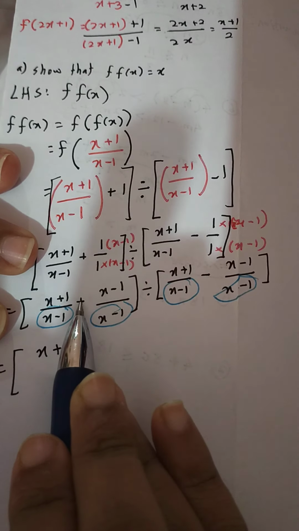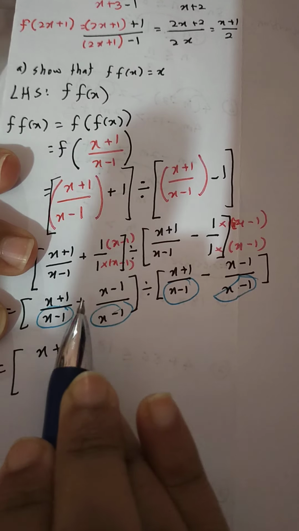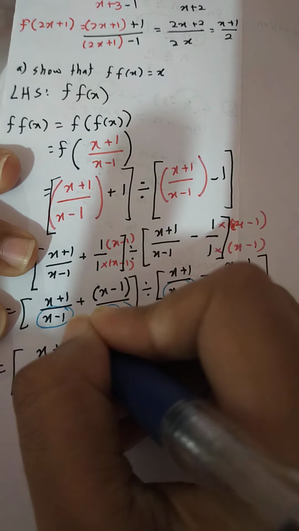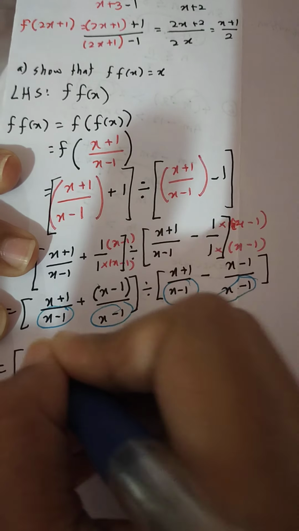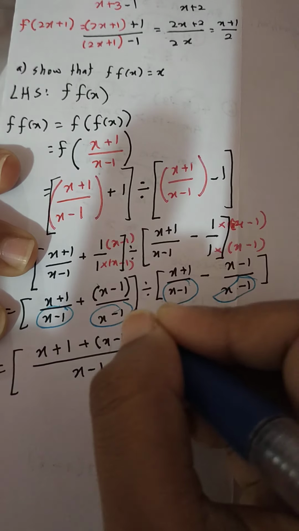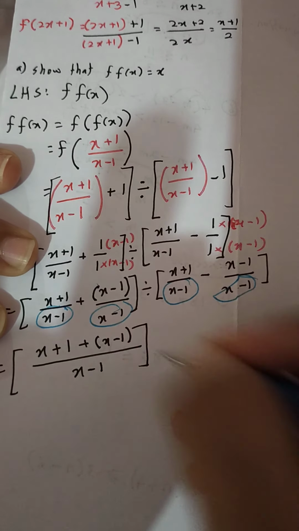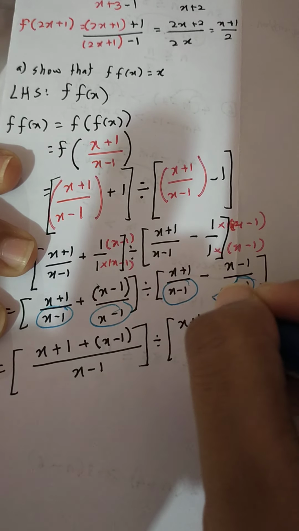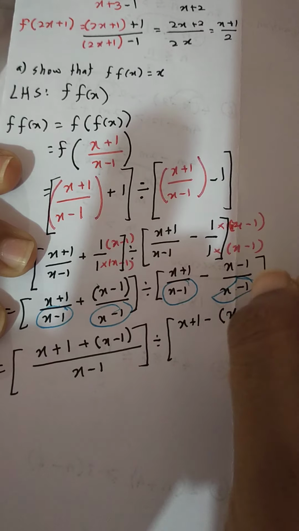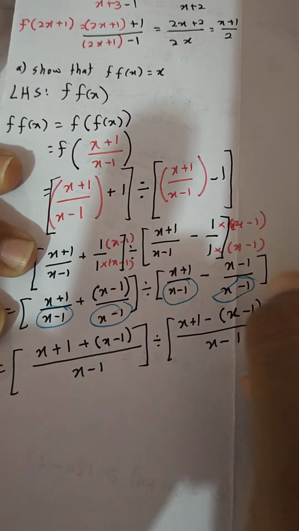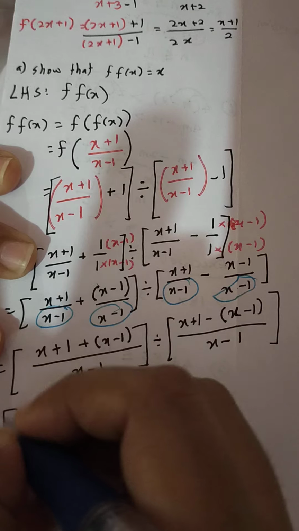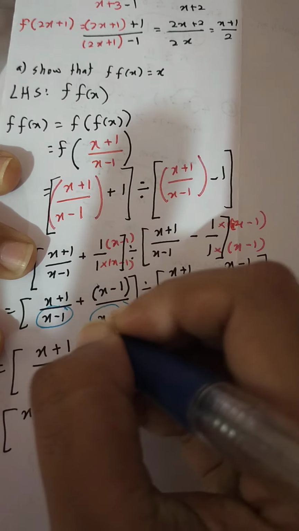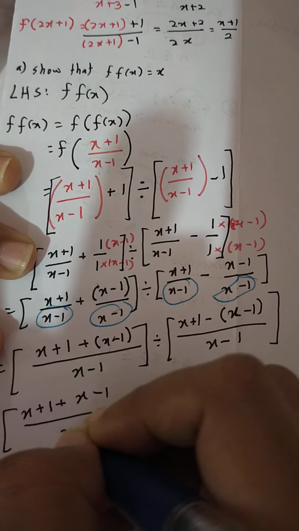Okay, this one plus x. Okay, when you expand this one, I just do this one first. And then we have over x minus 1 because the denominator is the same, so you can combine it. And then divide by x plus 1 minus the bracket x minus 1 over x minus 1. Now you can open the bracket. So x plus 1 plus x minus 1 over x minus 1.